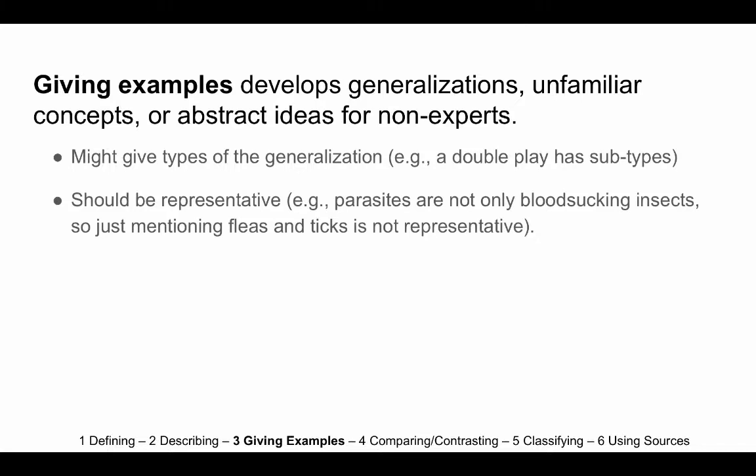Giving examples is relatively straightforward because it says what it is, but what it does is it develops generalizations or unfamiliar concepts or abstract ideas that non-experts might not understand. So it might give types of the generalization. A double play has subtypes, so it then goes into the 2 types. For example, this, and then for example that. And it should be representative of what it's trying to support. So parasites are not only blood-sucking insects. So just mentioning fleas and ticks as examples is not representative. There are other sorts of parasites.